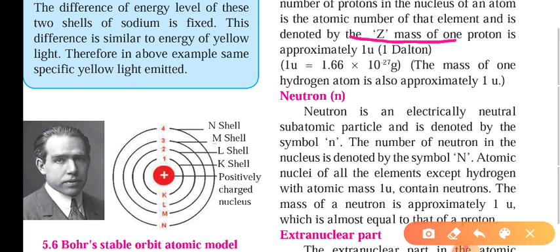And 1 atomic mass unit, or 1 Dalton, is equal to 1.66 into 10 raised to minus 27 grams. The mass of one hydrogen atom is approximately 1 unit, and the mass of a proton we consider as 1 unit.